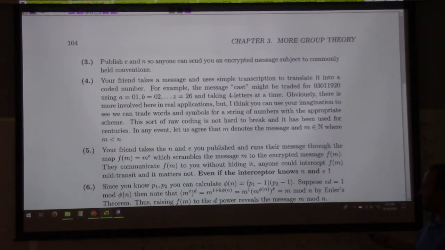Next step. So you come up with an integer m, which represents a message, is the simplest thing to think about. Your friend takes n and e that you publish and runs their message through the map f of m equals m to the e. That will scramble the message m to the encrypted message f of m. They communicate f of m to you without even hiding it, in plain sight. Anyone could intercept f of m mid-transit, it doesn't even matter. Even if the interceptor knows your n and your e, it doesn't matter. They don't know p1 and p2. They just know the product of p1 and p2.